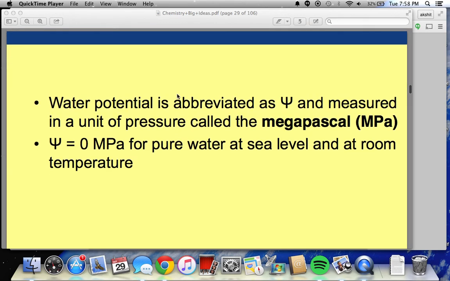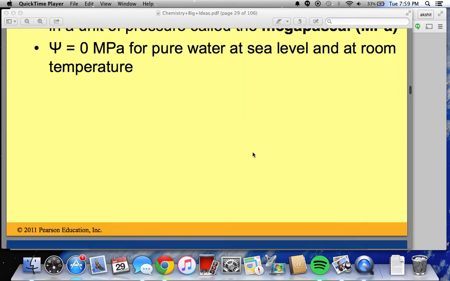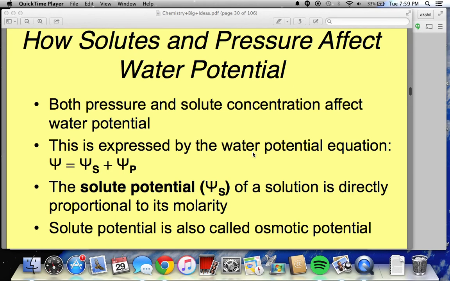And water potential is abbreviated as this trident thingamabob. It's called psi, and it's in megapascals, which is a measure of pressure. Psi is equal to 0 megapascals for pure water at sea level and at room temperature. That's just a constant that we should all know.